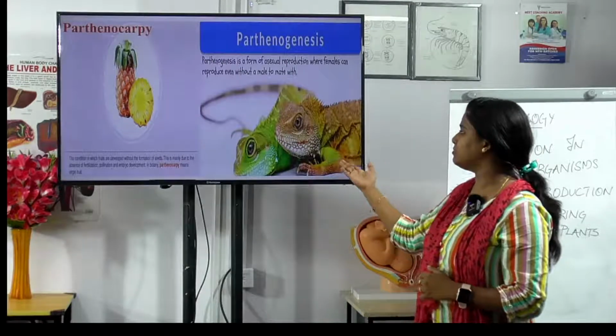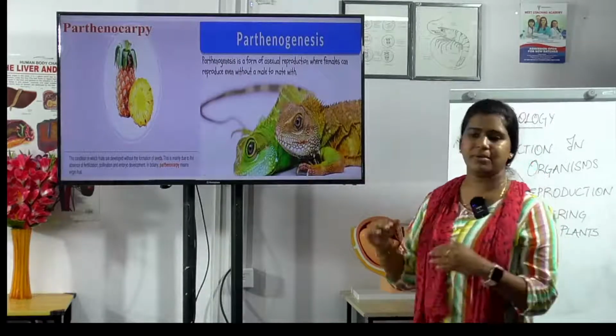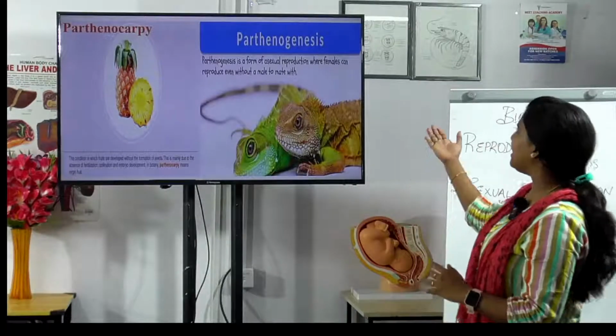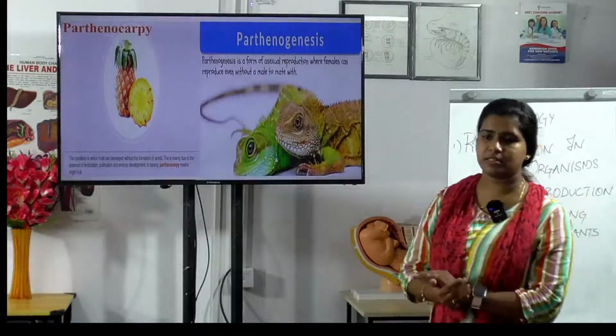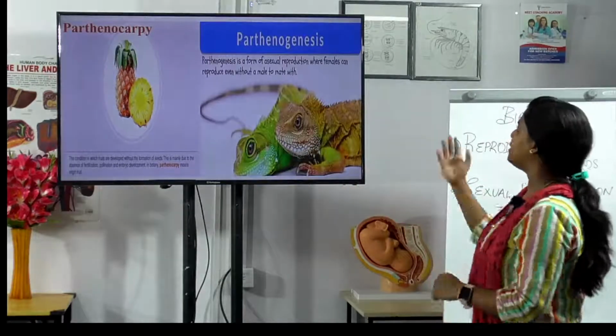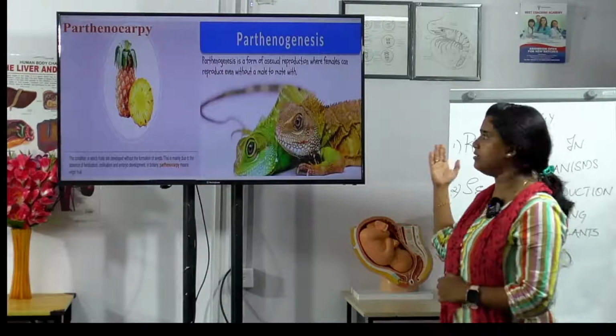And let us see parthenogenesis. What is parthenogenesis? Same idea, but parthenocarpy is in plants and this is in animals. Parthenogenesis is a form of asexual reproduction where females can reproduce even without a male to mate with.